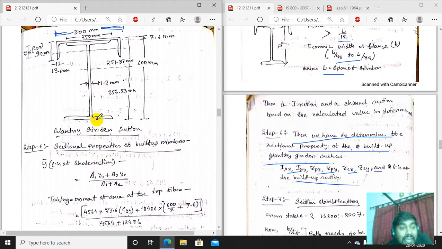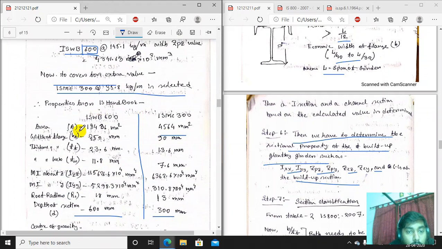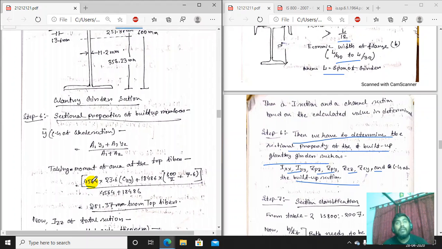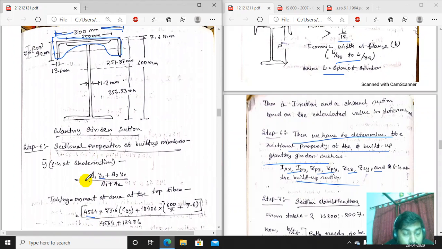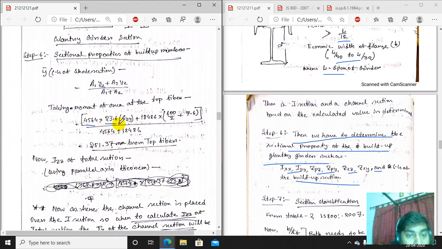A1 means the area of the channel section. The channel section area we have got is 4564, putting the value here. Y1 means, what is the meaning of Y1? Y1 means the distance from the CG of the section to the CG of the whole section. Let us take the CG of A1 Y1. Y1 means the CG of the channel section, which is 23.6. Written the value here.